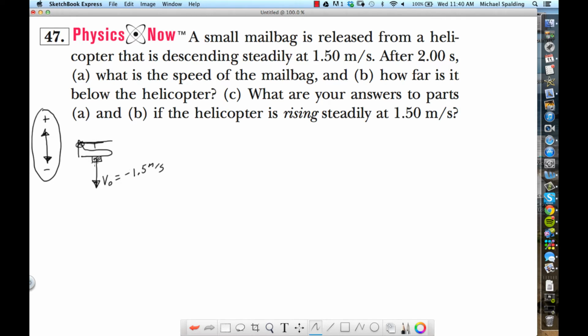Okay, then the package is released and it starts to fall. And the first question is, what is the speed of the bag after 2 seconds? So we're focusing on a time of 2 seconds. So for A, you go V final. Oh, and what's the acceleration?